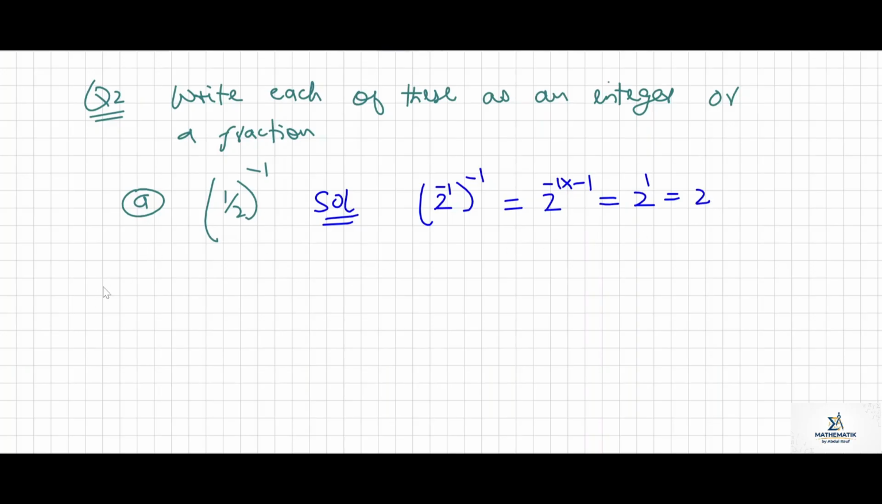Next we have part C, which says 2 divided by 3 raised to minus 1. So the solution for this is 1.